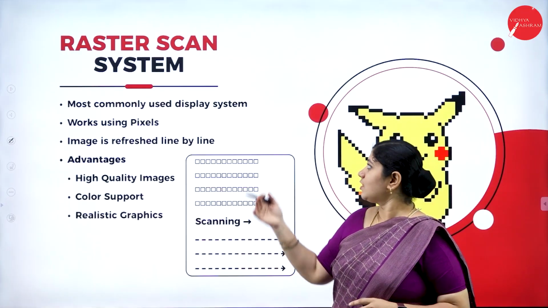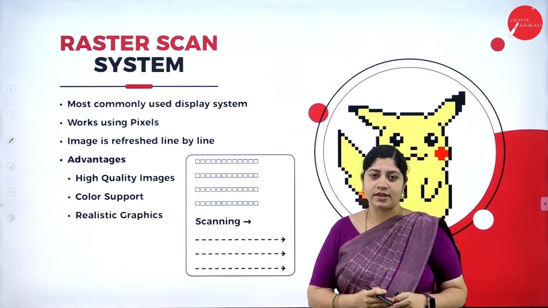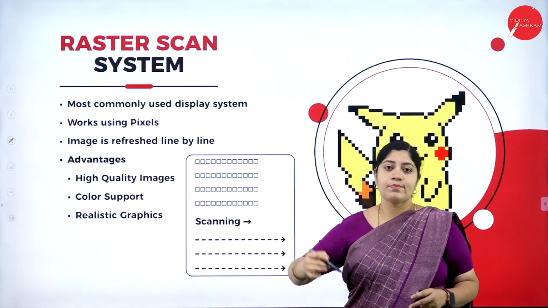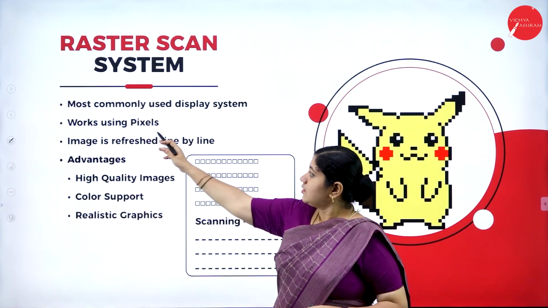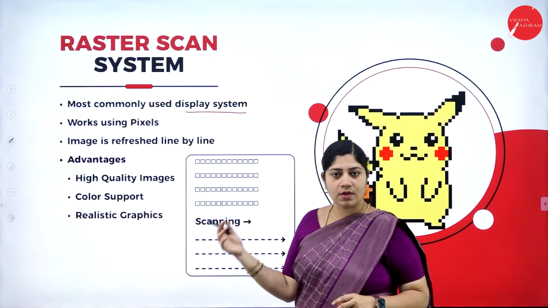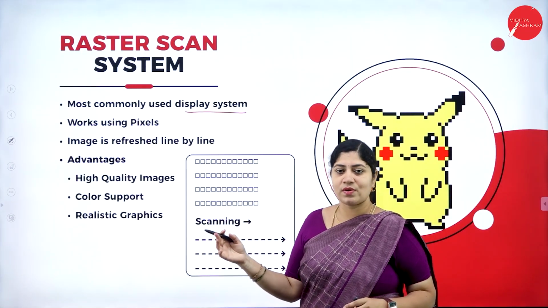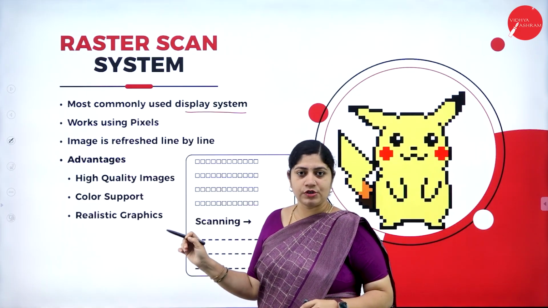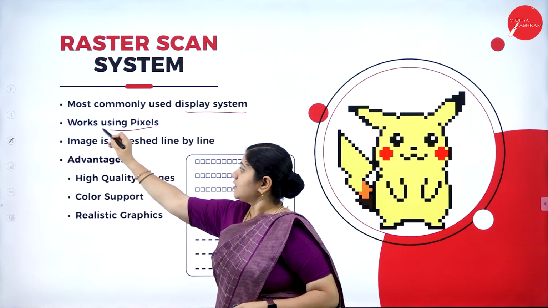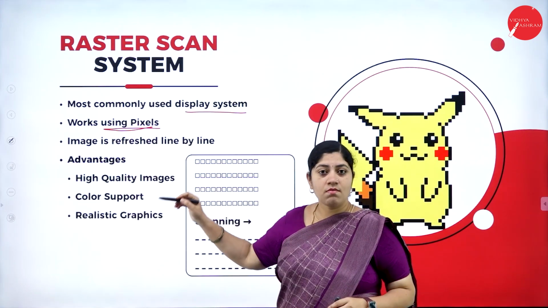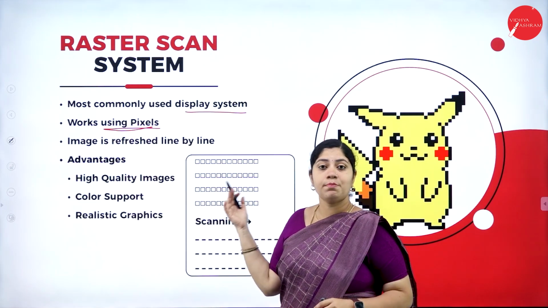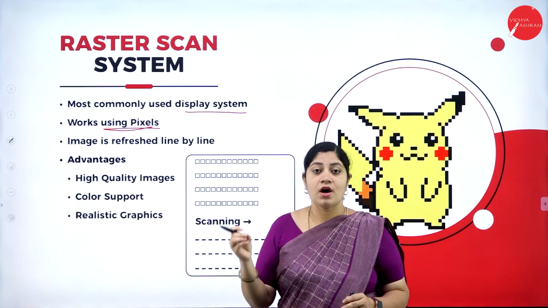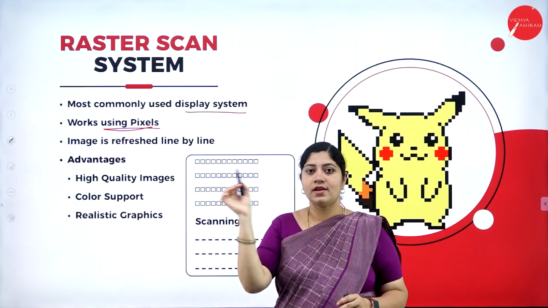Great. Let's move forward and see two different types of scanning techniques. The first one is called the raster scan system. It is used in display systems. Next, it works using pixels of the images. Yes, this is important. Then the image is refreshed line by line. So I have an image and I make some changes to that image. How is that change updated? That's line by line.